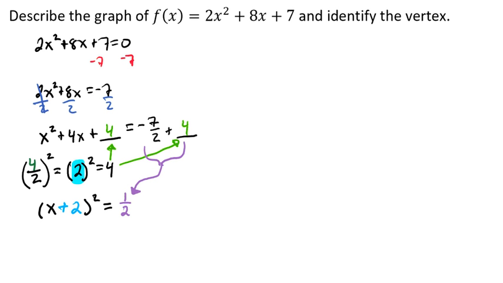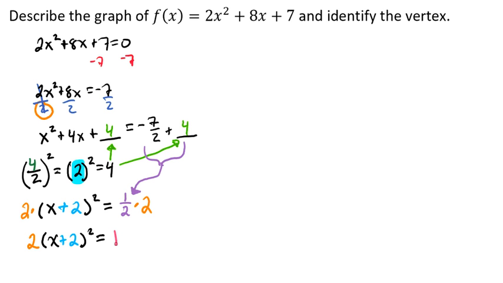Okay, and then from here, remember how we had to divide by 2 up at the beginning? Because we're almost in standard form right now. But remember, we had to divide everything, both sides, by a 2. So we need that 2 to come back because it's part of our multiplier. So we're going to multiply both sides by 2. And that's going to give us 2 times x plus 2 quantity squared equals 1.